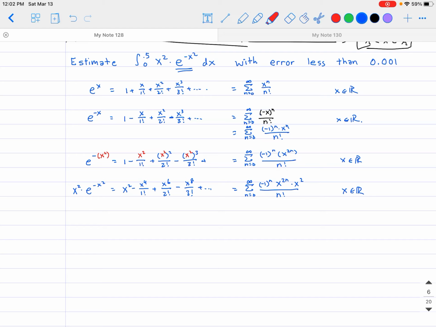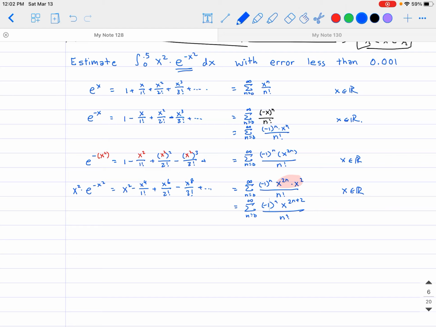One thing I would suggest, because the next part says I'm going to take the integral, is to combine these two together so you can see what that looks like when you take the antiderivative. So the summation, n equals 0 to infinity, -1 to the n, x to the power of 2n plus 2, and then divided by n factorial.